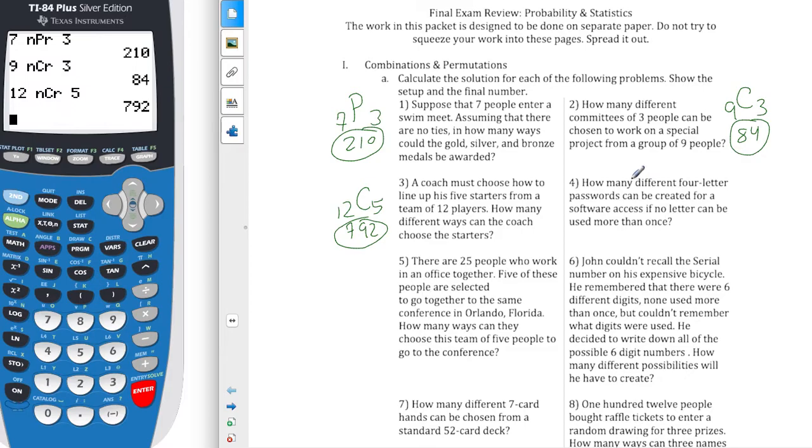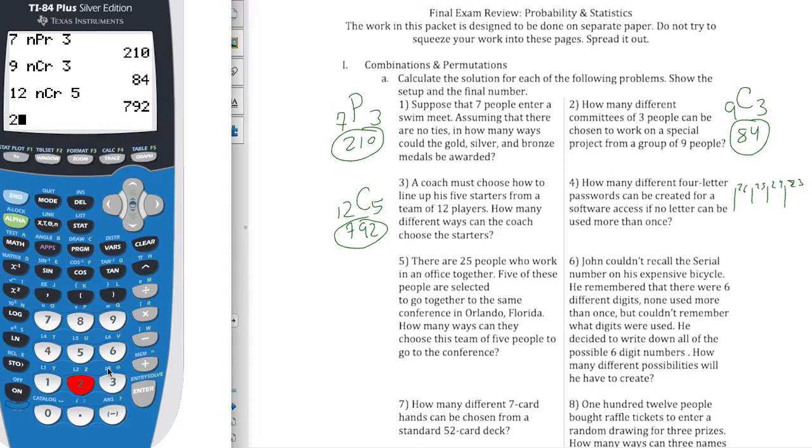For number 4, how many different 4-letter passwords can be created for software access if no letter can be used more than once? So actually here, this isn't so much a permutation combination problem. This is a little bit different. Because if you have a 4-letter password, for the first letter, there are 26 possibilities. For the second letter, there are 25. For the third, there are 24. And for the fourth, there are 23. So in order to calculate this, this is just going to be 26 times 25 times 24 times 23.